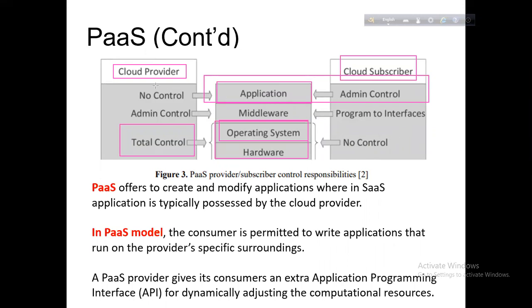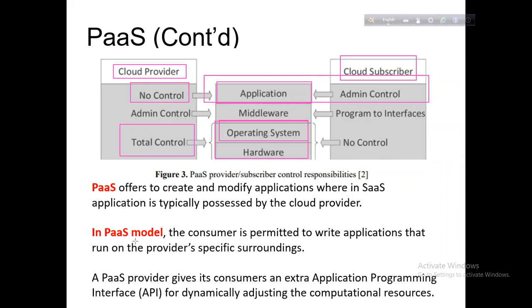So no control here. Cloud provider, they don't have any control over the application, but because the cloud subscriber develops the application, they have the admin control. So platform as a service offers to create and modify applications, whereas in software as a service, the application is typically processed by the cloud provider. We just have seen that one.